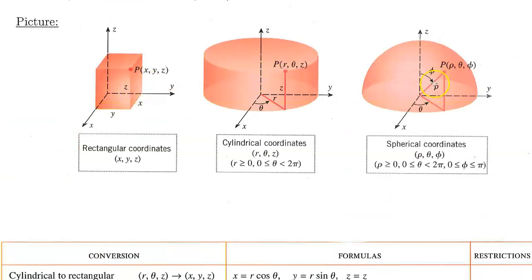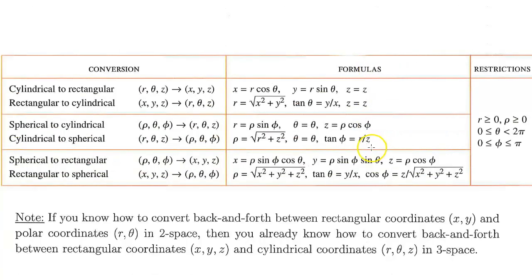So really the new one is spherical. How do we convert from rectangular to spherical and back? And how do we convert from cylindrical to spherical and back? So let's do this last one. How do we convert back and forth between cylindrical coordinates and spherical coordinates?